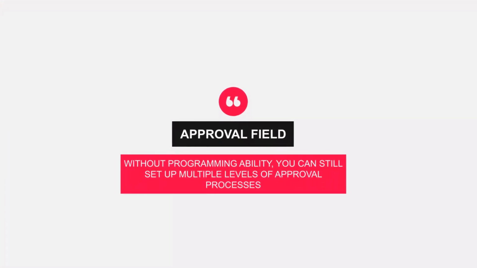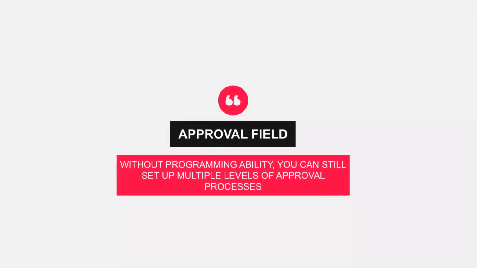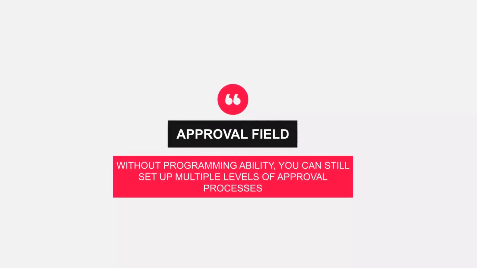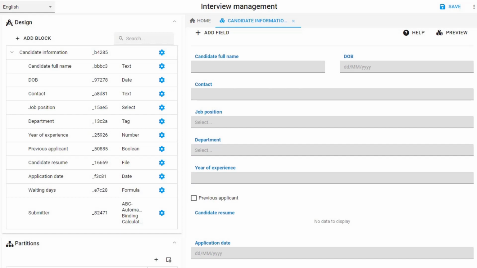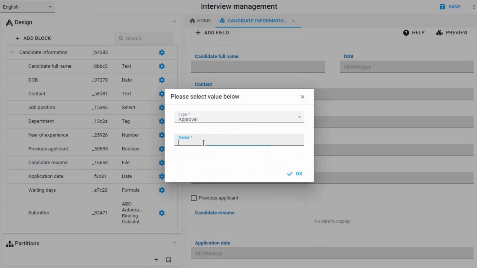This lesson number 10 will guide you on how to use the approval field. Without programming ability, you can still set up multiple levels of approval processes. For example, in the interview management system that we have built in the previous lessons, you need to create 2 levels of candidate approval, including approval from the team leader and approval from the department head.